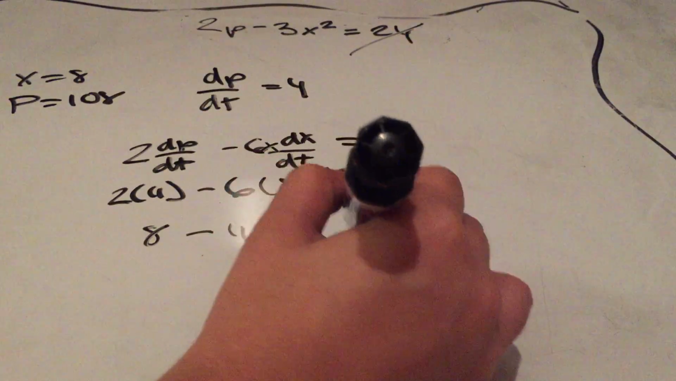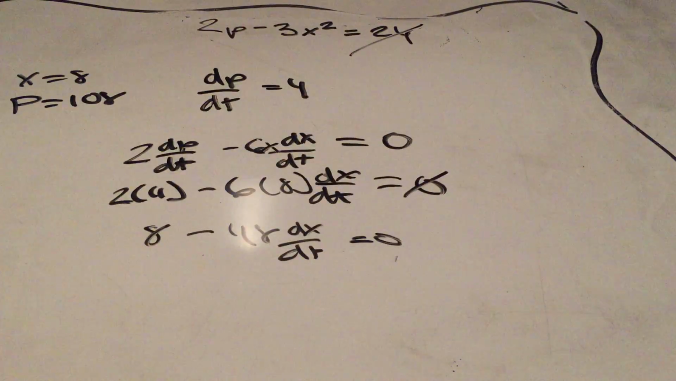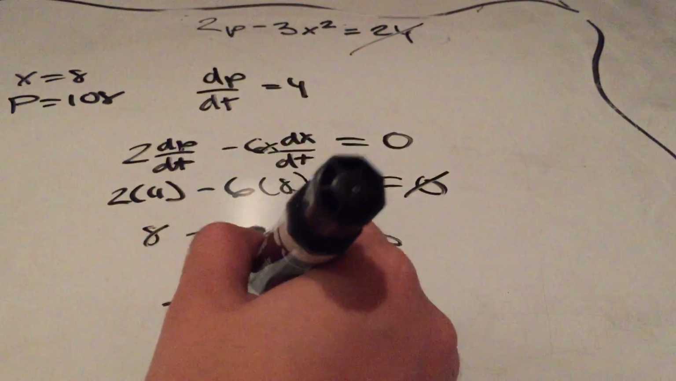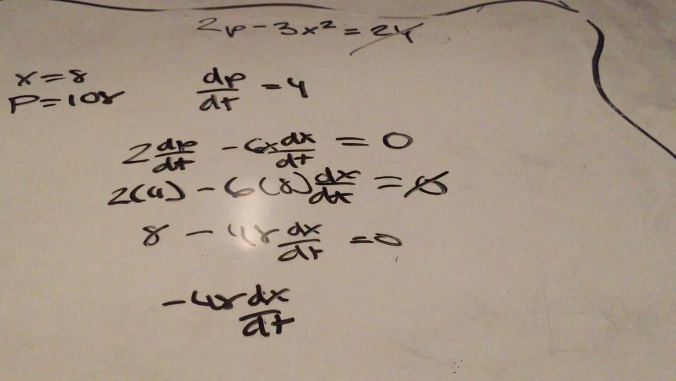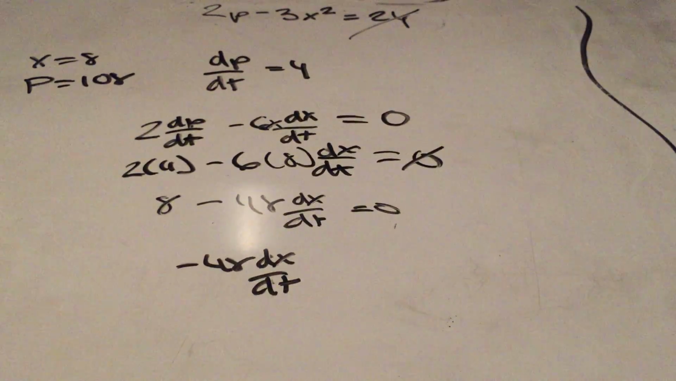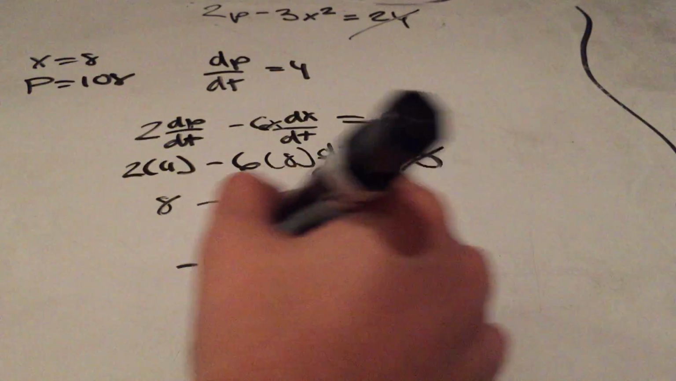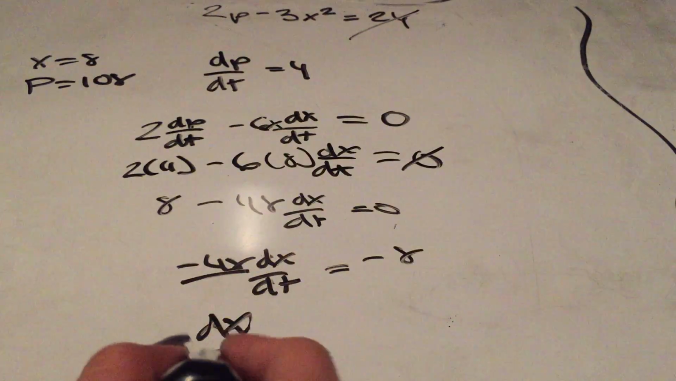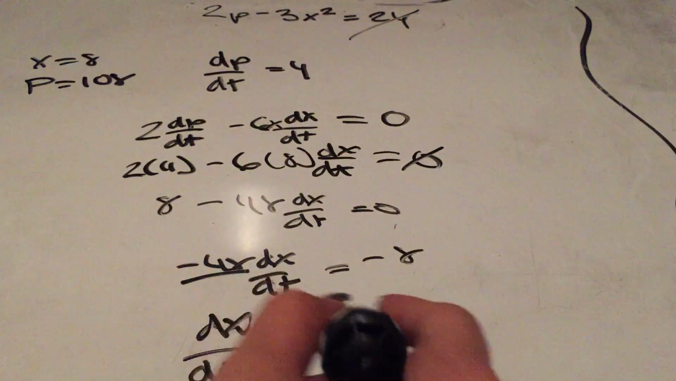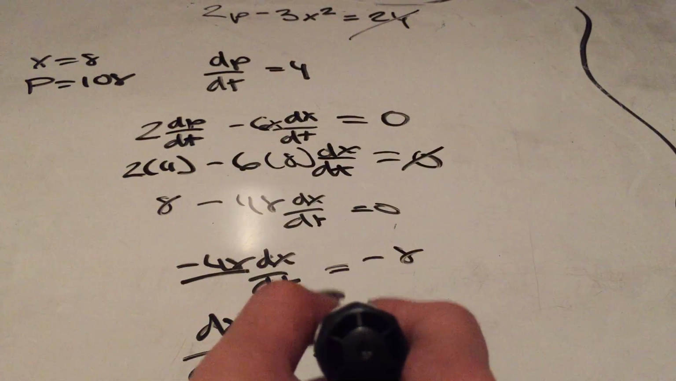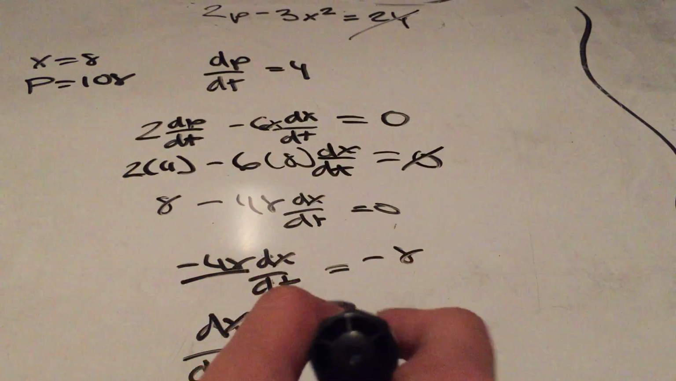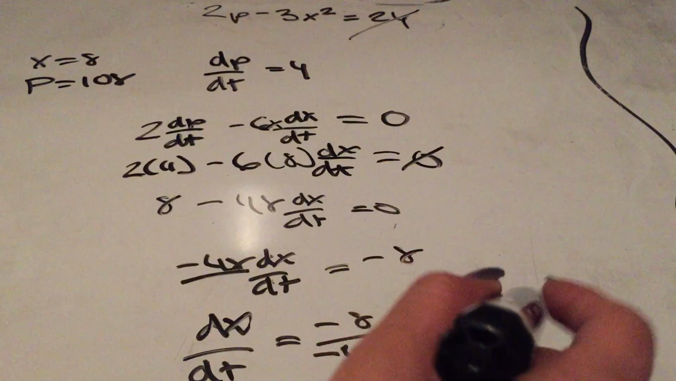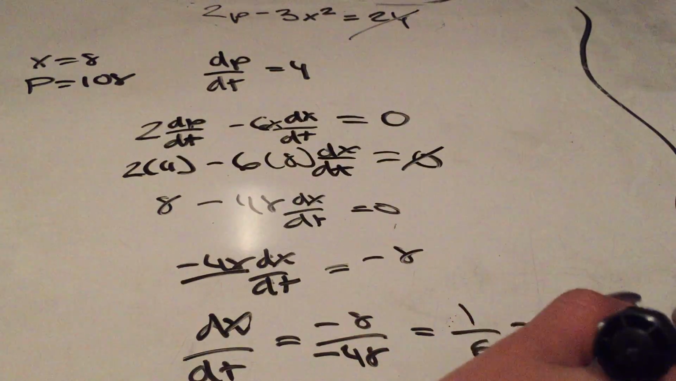And now we subtract 8 from both sides, and we're left with negative 48 dx over dt equals negative 8. Then remember we divide by this, so dx over dt equals negative 8 divided by negative 48, which equals 1/6, or 0.1666.